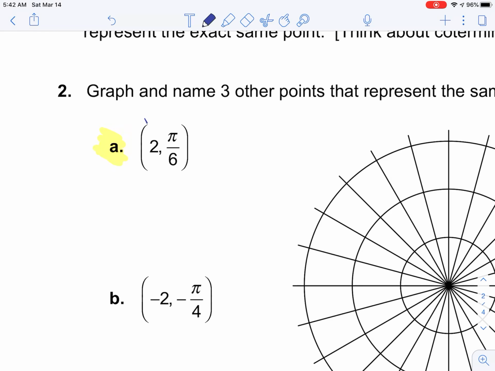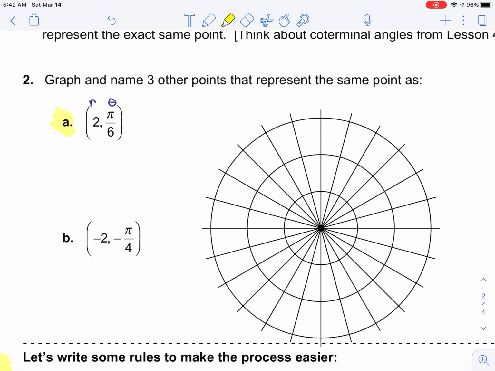So remember that this is your r, this is your theta, and again, I'm going to take my highlighter and highlight the axes. Now, to graph (2, π/6), we'll go to π/6, where it normally used to be. Remember, we're going to have to go up one more, and then we're going to go towards that angle 2 units up. Now, that is the representation of (2, π/6).